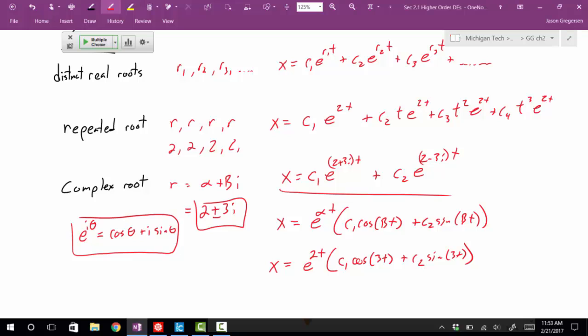Okay, you've got your three forms. The idea is that next time we're going to show how we use these to generate this form, and we'll do a whole bunch of practice solving different equations.